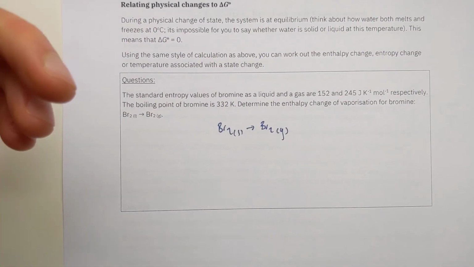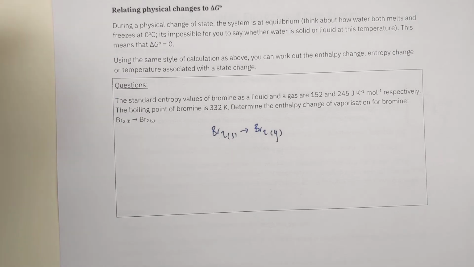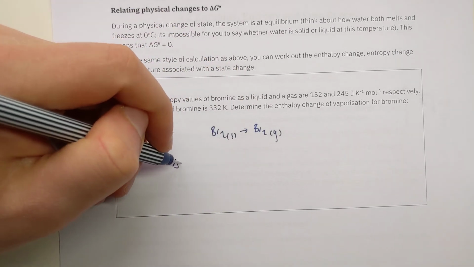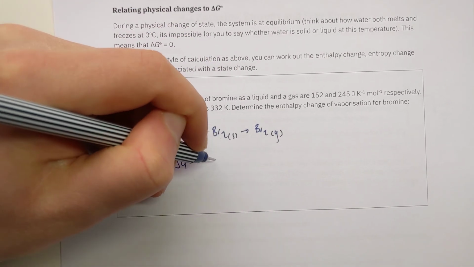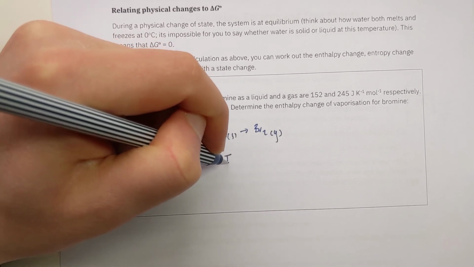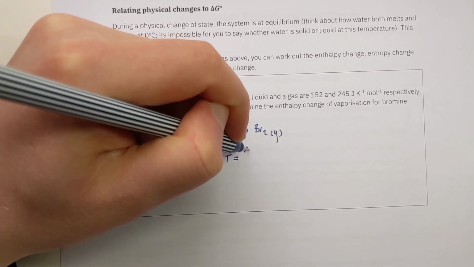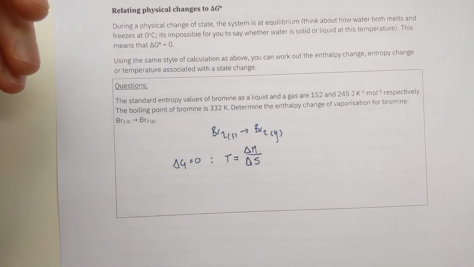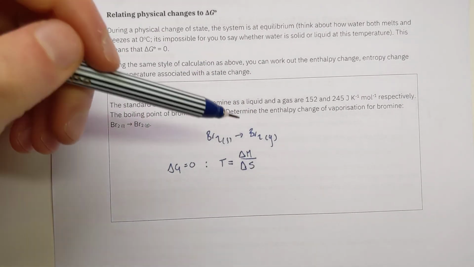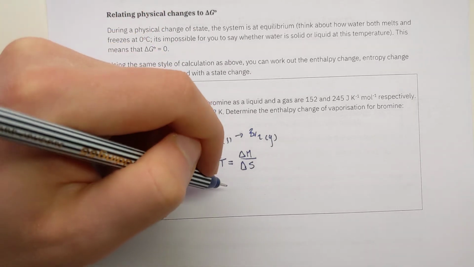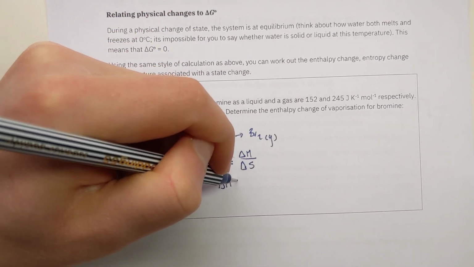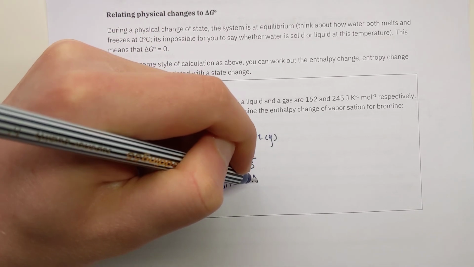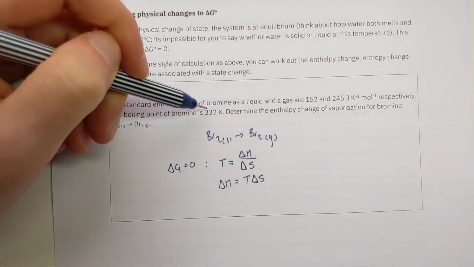So the fact we need to use is, for a physical change of state, we're saying that delta G equals 0. So that means I can calculate the temperature by using the same equation as on the last page. T equals delta H over delta S. Now, a little bit more work on this question. I'm trying to find delta H here. So delta H equals T delta S. I've got the temperature, it's 332.